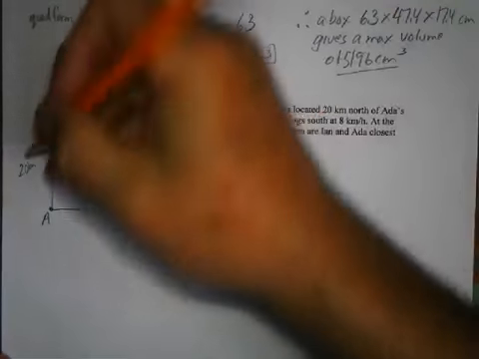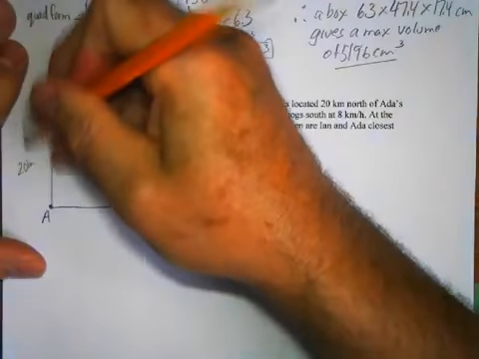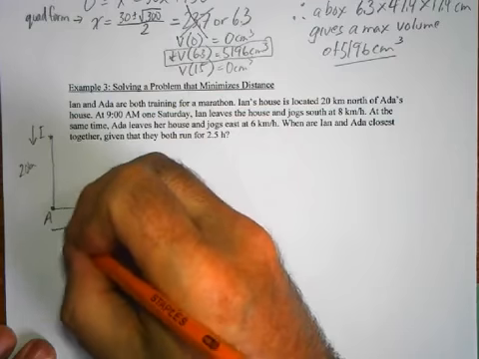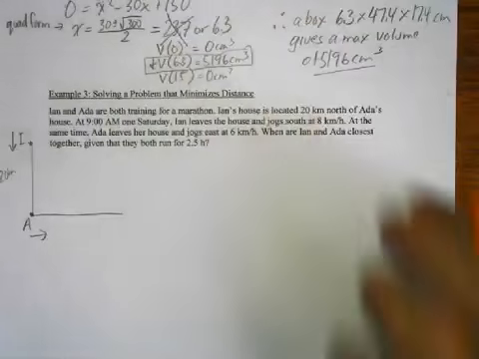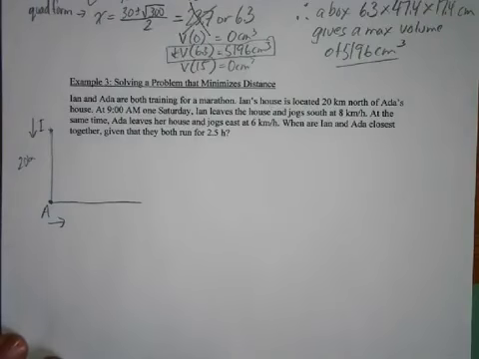So Ian is traveling that way. Sorry, that's not a very good arrow. Ian's going this way, Ada's going this way. So maybe Ada doesn't really like Ian. Not sure of the situation here.